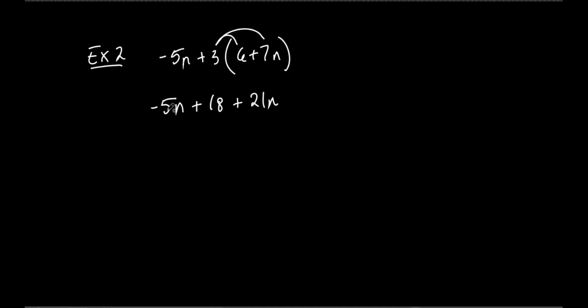Do we just leave it like that and circle it? No, now we look for what? Like terms. This is something you would not be able to just do in your head and write down the answer. This is definitely something that you need to show your work for. So let's add them up. Negative 5n and 21n. So negative 5 plus 21. So what is that? 16, right? 16 what? N. Because they're like terms. Just add the numbers out in front.